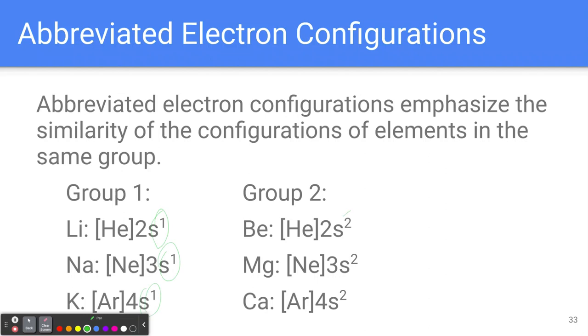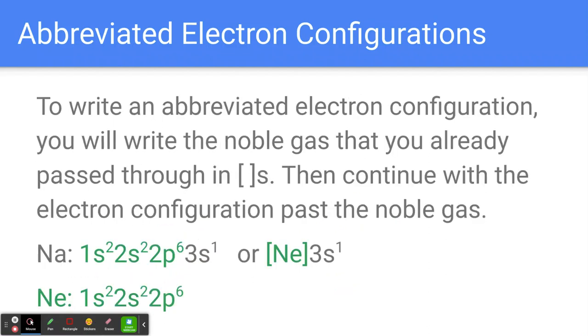So I'm hoping here that you see this pattern of the s1s for that group 1. The s2s are in group 2. And so these abbreviated electron configurations can help us see those patterns. It also helps us not have to write nearly as much. And so to write an abbreviated electron configuration, you're going to write the noble gas that we already passed through in brackets. You can figure that out by running your fingers along the periodic table and figuring out what noble gas we passed through last.